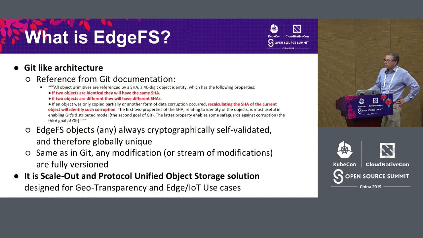It is a scale-out system and protocol unified object storage solution. Ultimately, it is an object storage solution. It is protocol unified in the sense that it supports different protocols, such as NFS, iSCSI. It supports S3, a variation of S3 particularly for edge IoT use cases. And it's most importantly designed for geo-transparency and edge IoT use cases. And we're going to talk about this more.